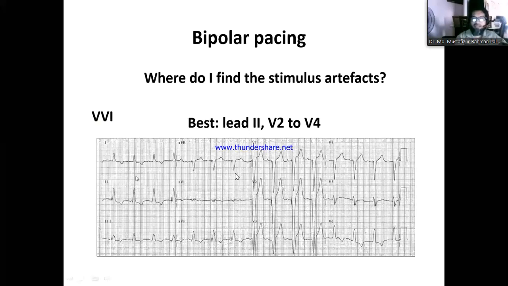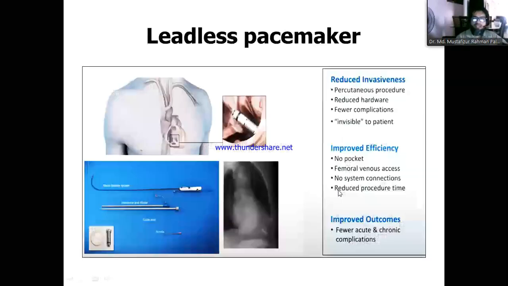In this ECG, you can see that in lead 1 there is no pacing spike, in VVI pacing mode. In lead 2 there are small pacing spikes. Also in V2 there are pacing spikes, and in V4 there is a pacing spike, but in the other leads it is very difficult to find out whether the pacing spike is present or not, because it is very small. So it is very difficult to understand in the bipolar pacing system, as the stimulus is very small.